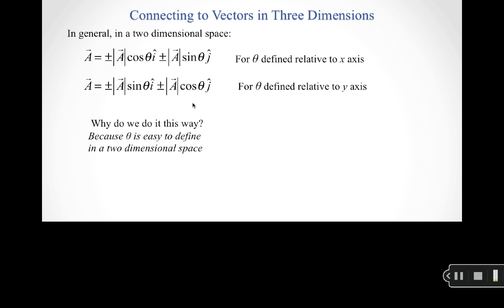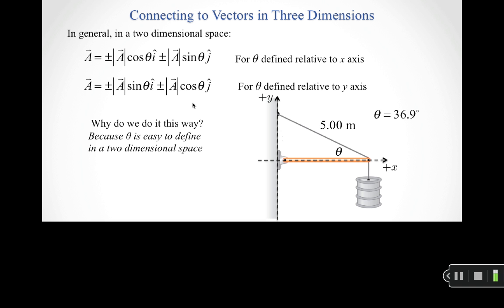And so the question becomes, well, why is that what we do? The easiest answer I can give is, we do it this way because, as a general rule, angles are easy to define in a two-dimensional space. It's easy to draw an angle relative to an axis if I'm only dealing with things that lie within the plane.